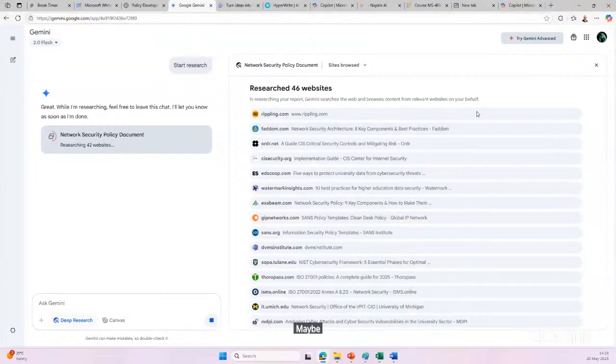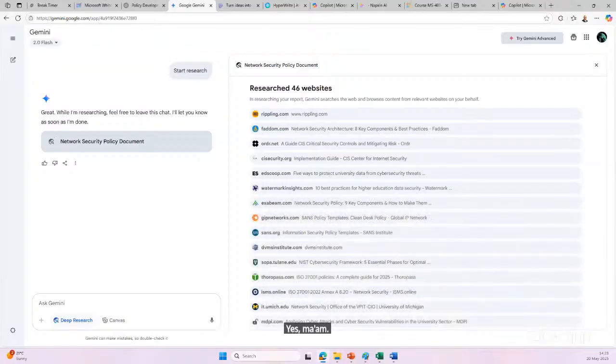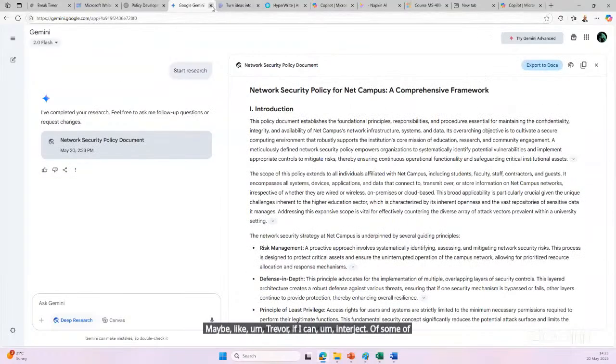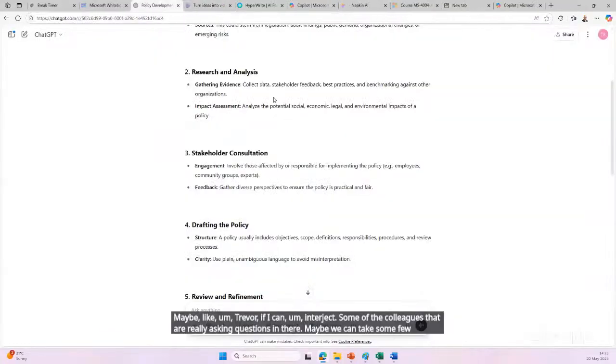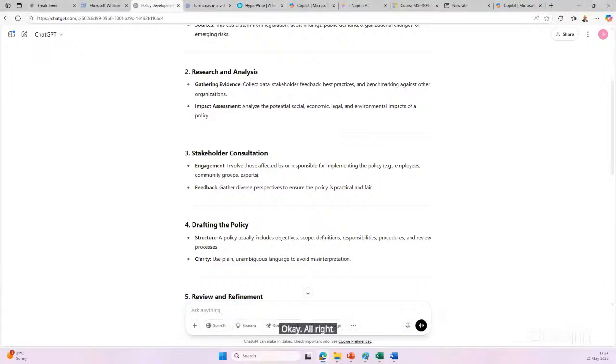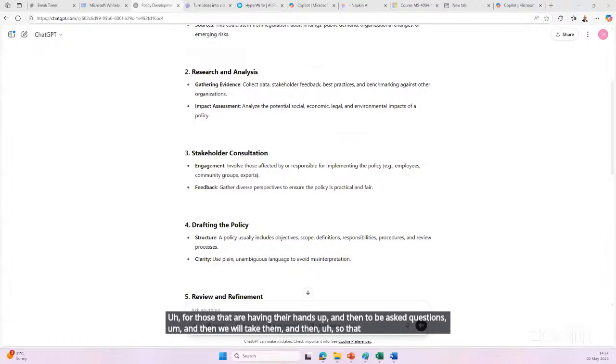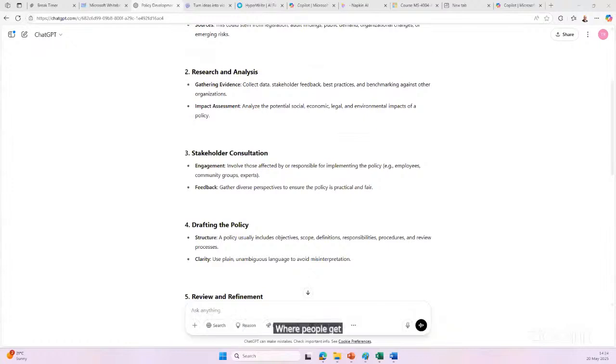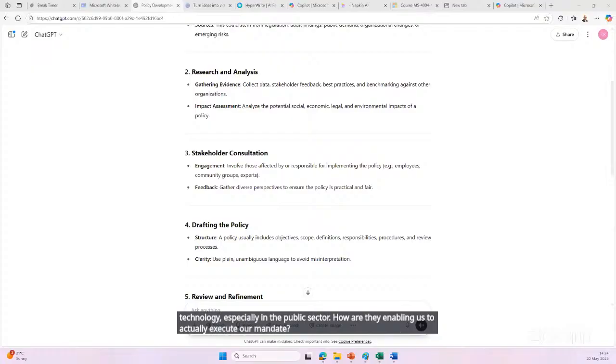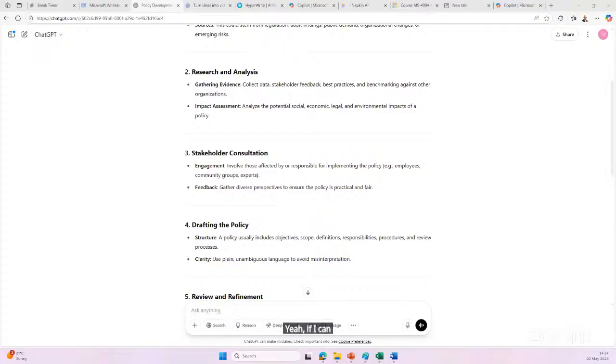Maybe right there, Trevor, if I can. Yes, ma'am. Interject. Yes. Some of the colleagues are really asking questions in there. Maybe we can take a few questions for 5 minutes, and then we'll revert back to your session again. All right. Maybe colleagues also, for those that have their hands up, you can allow them to ask questions, and then we will take them, so that it can be an interactive session where people get to learn more about these technologies and the use of this technology, especially in the public sector. How are they enabling us to actually execute our mandate? So maybe you can, if I can just, over that side, Trevor.